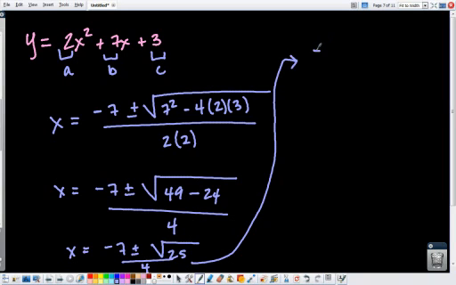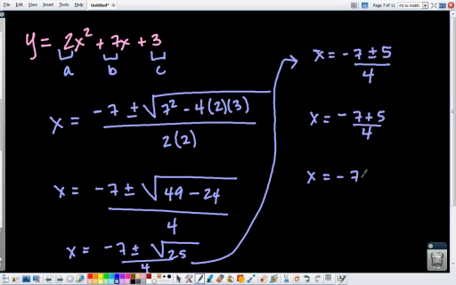So that's negative 7 plus or minus 5, because that's the square root of 25, divided by 4. So how do we use this? One of our x values is negative 7 plus 5 divided by 4. The other is negative 7 minus 5 divided by 4. So negative 7 plus 5 is negative 2 over 4. So one of our roots is negative half. The other one is negative 12 divided by 4, which is negative 3.